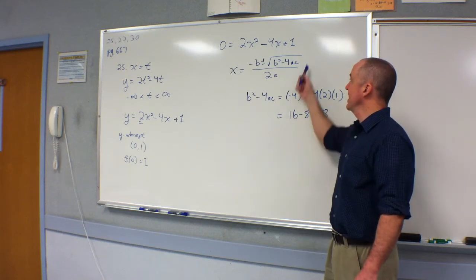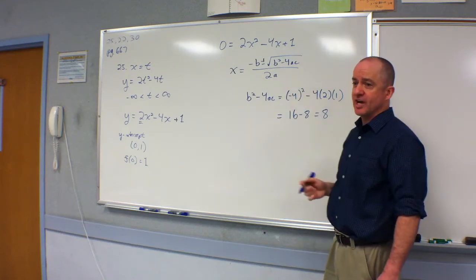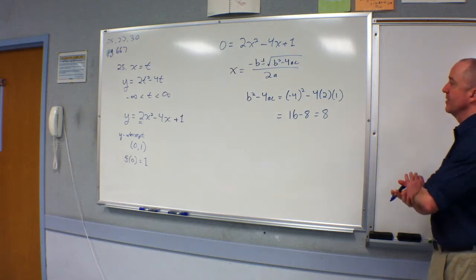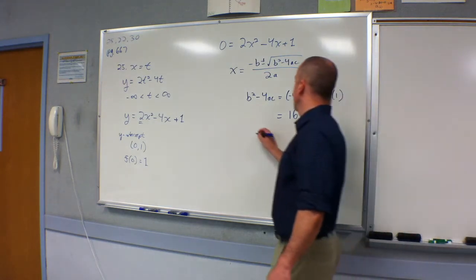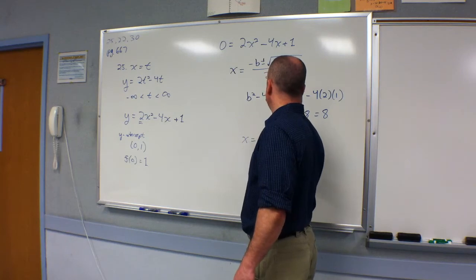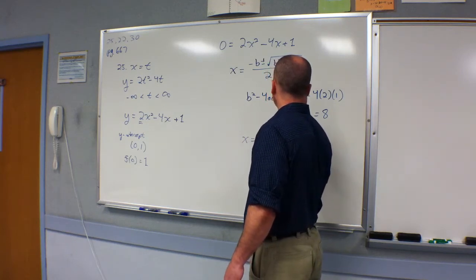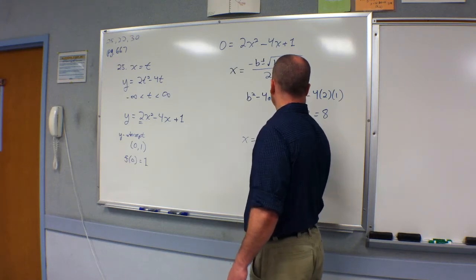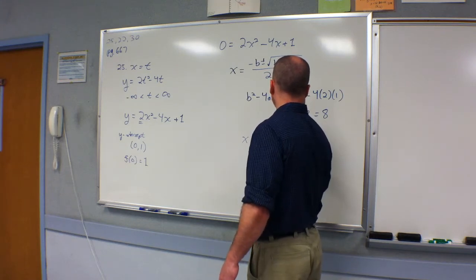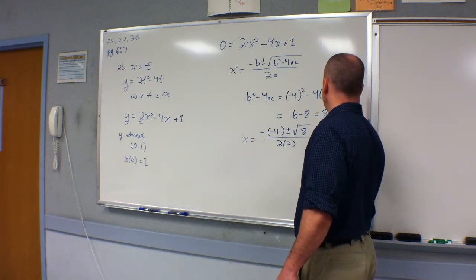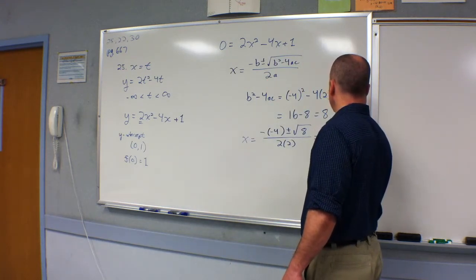And if this number is negative, you don't have any real solution because i pops in, and we're not dealing with the imaginary plane in this unit. So x is therefore going to be negative b, which is negative 4, plus or minus the square root of 8, over 2 times 2. So that's 4 plus or minus the square root of 8, which drops down to 2 root 2, I believe.